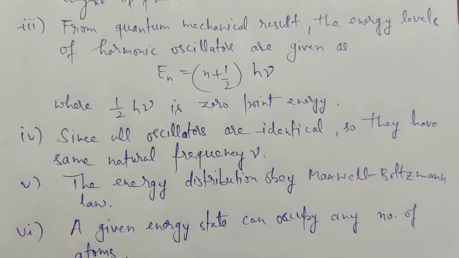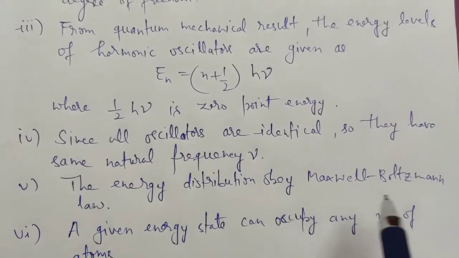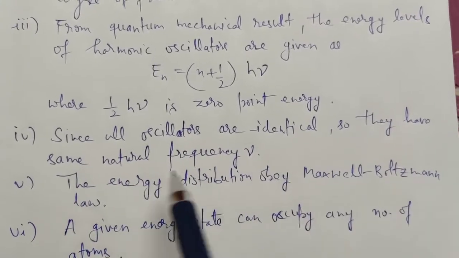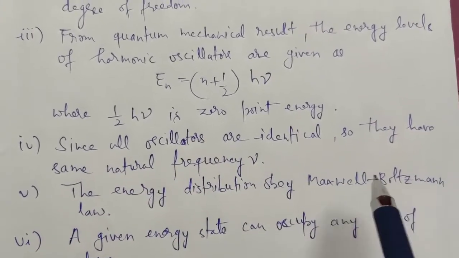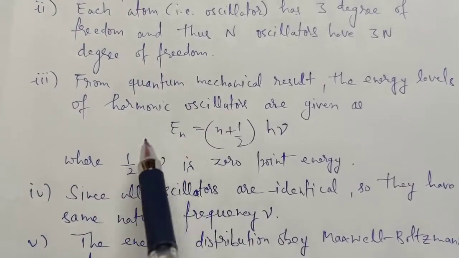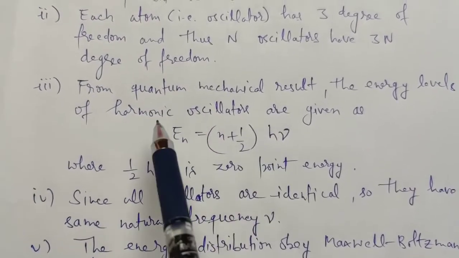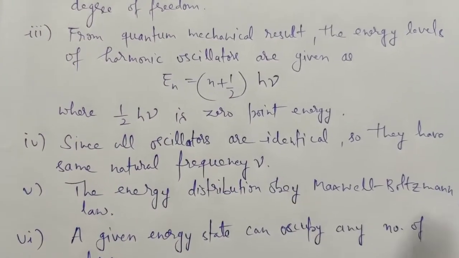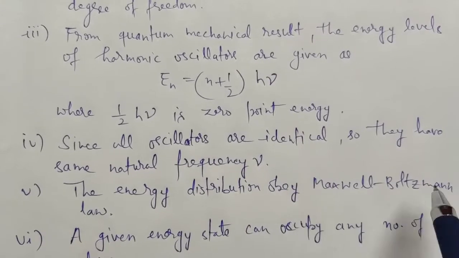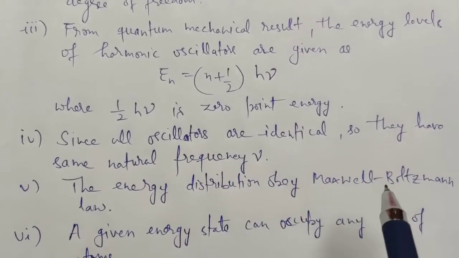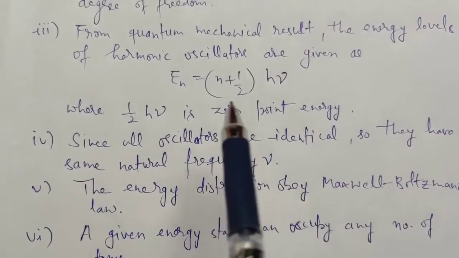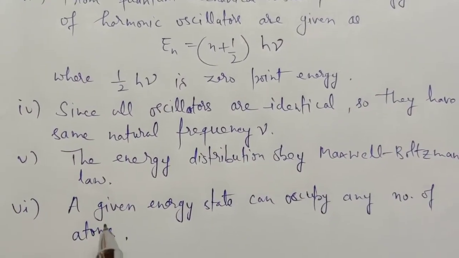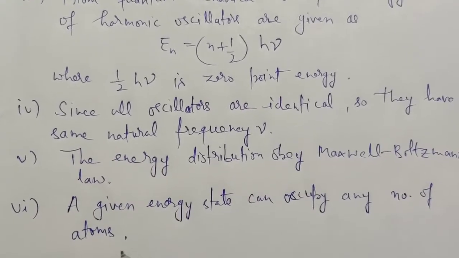So I think that what Einstein assumed was a major flaw. Because of this flaw, some shortcomings remain in Einstein's theory. Here the energy of the atom is quantized, that means it is a quantum oscillator. But Einstein assumed that it follows classical statistics, because Maxwell-Boltzmann is a classical statistics. So you can say that here a quantum oscillator is following classical statistics. And a given energy state can be occupied by any number of atoms.